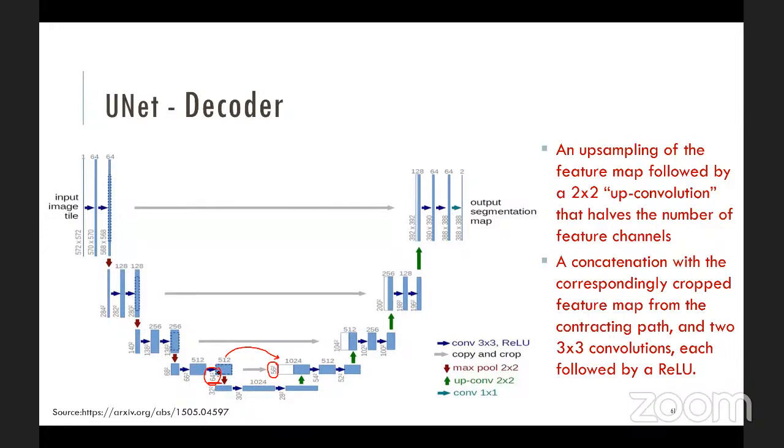So we need to crop these activation filter maps, and then we are going to put it. But if we are using padding, then there is no problem. Whatever size is here, the same size we'll get here, right?